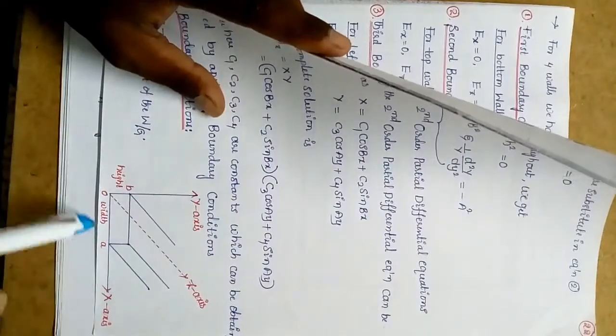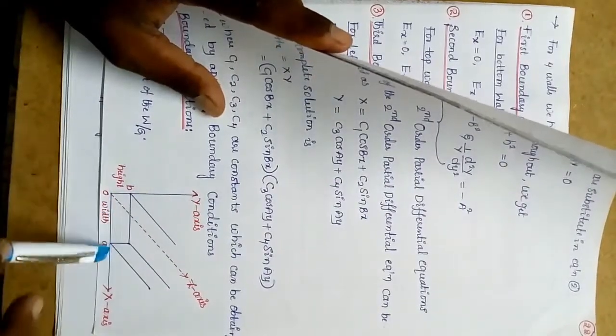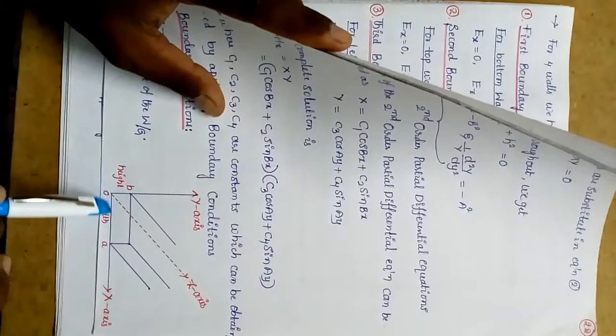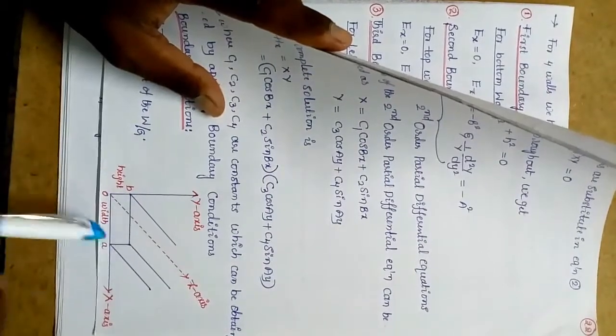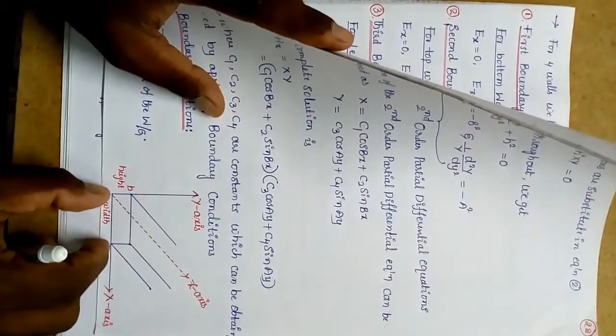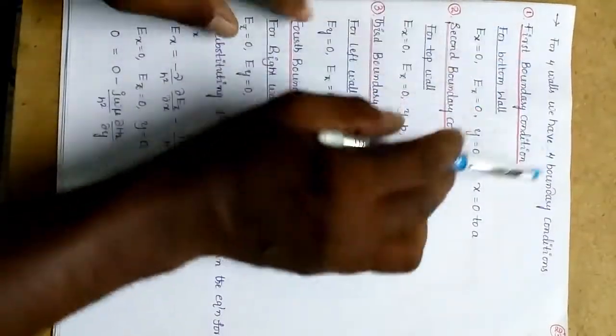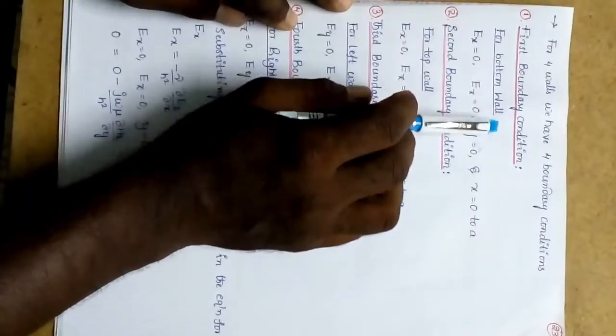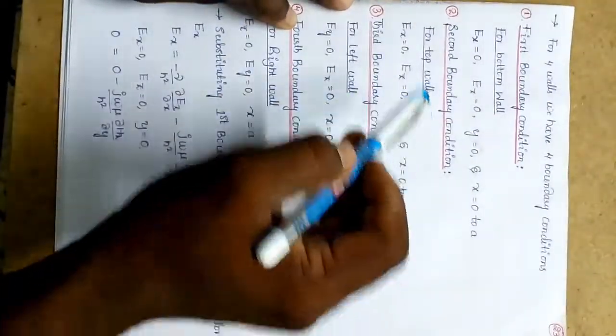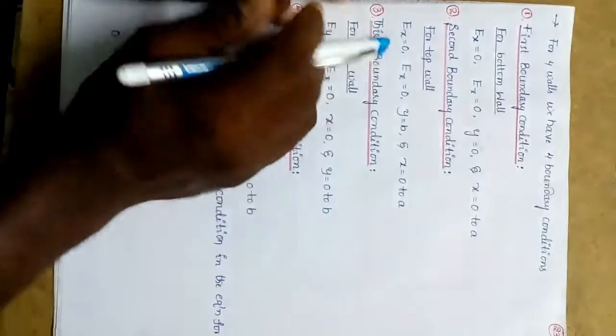And what is the value? Just x is equal to 0 to a. Why? Because the bottom wall is present from 0 to a. So the rectangle exists in this. Only you take the bottom wall. That's why I'm saying. Clear? This is the first boundary condition for the bottom wall. Okay. Next, go for the second boundary condition for the top wall. Second boundary condition for the top wall. Just you see, you can easily understand.